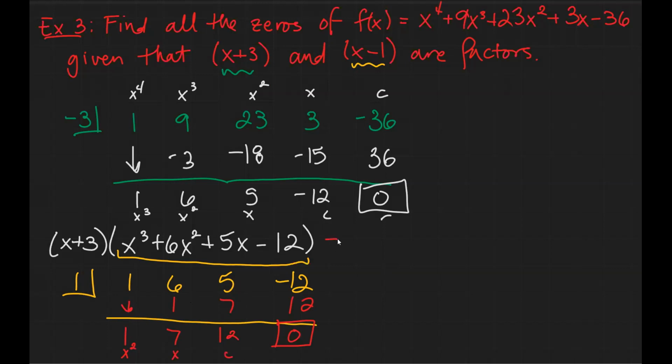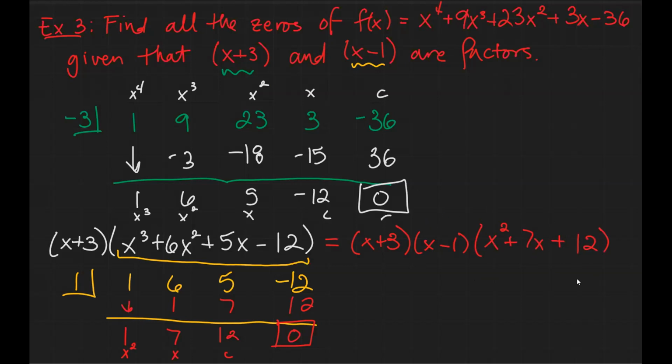So now this is actually equal to x plus 3. That was one that tagged along for the ride. Then I factored out an x minus 1 from here because I know x minus 1 divides into this, and I use synthetic division to divide. What am I left with? X squared plus 7x plus 12. Awesome.